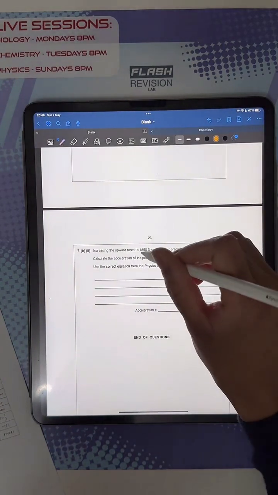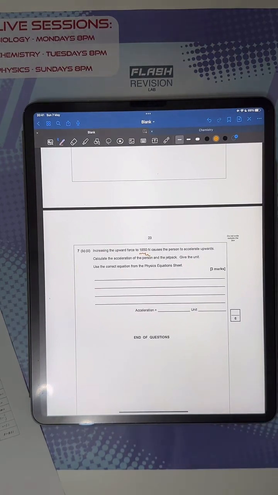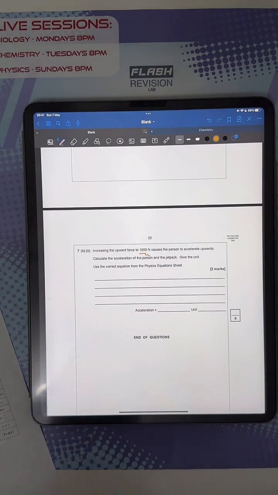Increasing the upward force to 1,850 newtons causes the person to accelerate upwards. Calculate the acceleration of the person and the jetpack. What equation do you think you need to use here? This isn't foundation. These are higher questions. There's a mix. One of them was from a few years ago. This one's a bit older.